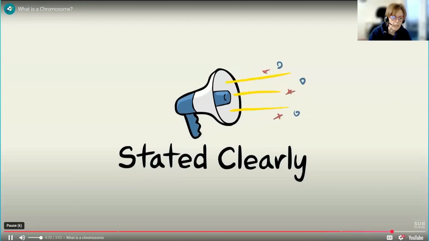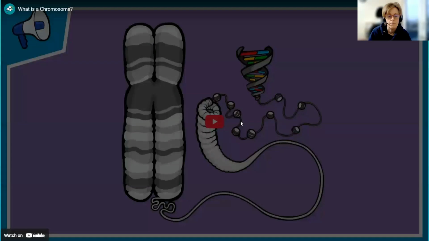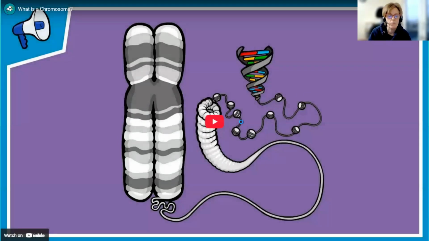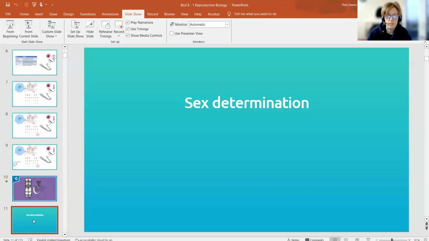Okay, so what we're going to have a look at now in today's session is how we get from that full cell into the egg and the sperm. So we're going to have a look at how we get to those 23 chromosomes from mum in one egg and 23 chromosomes from dad in one sperm. That's what we're having a look at today.